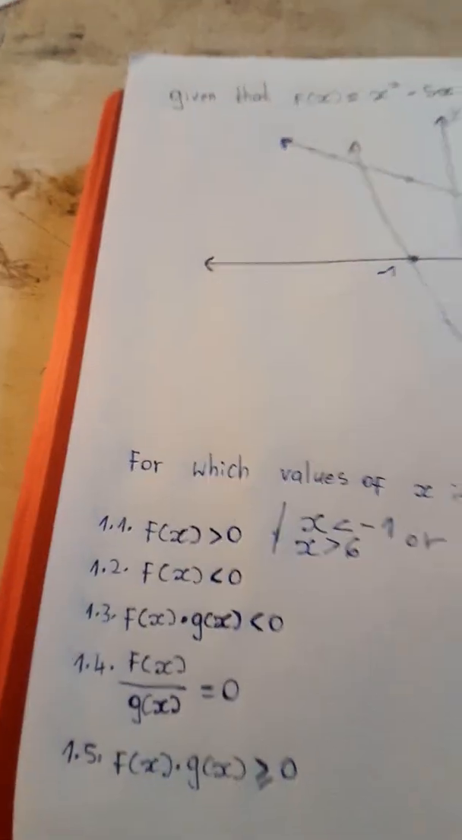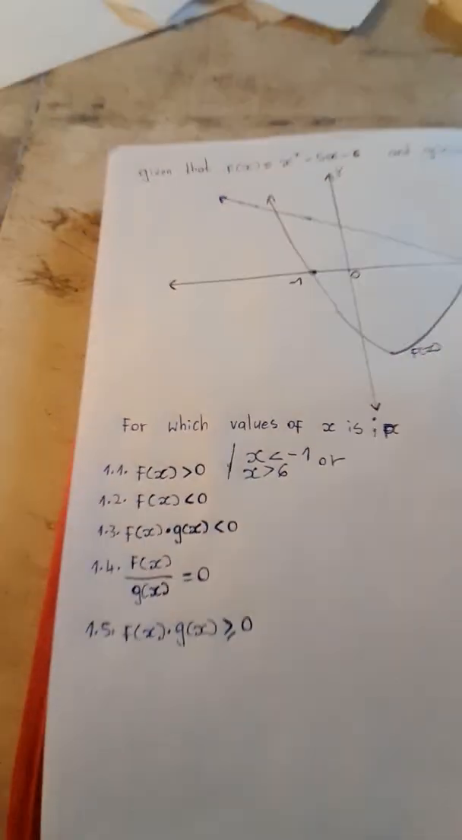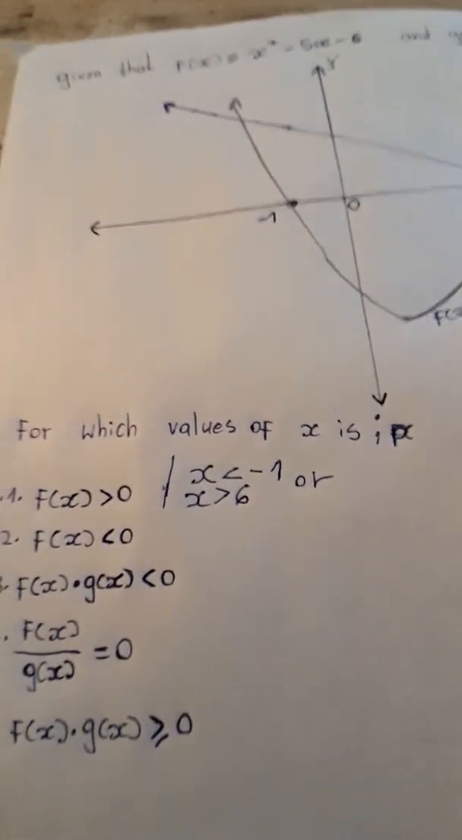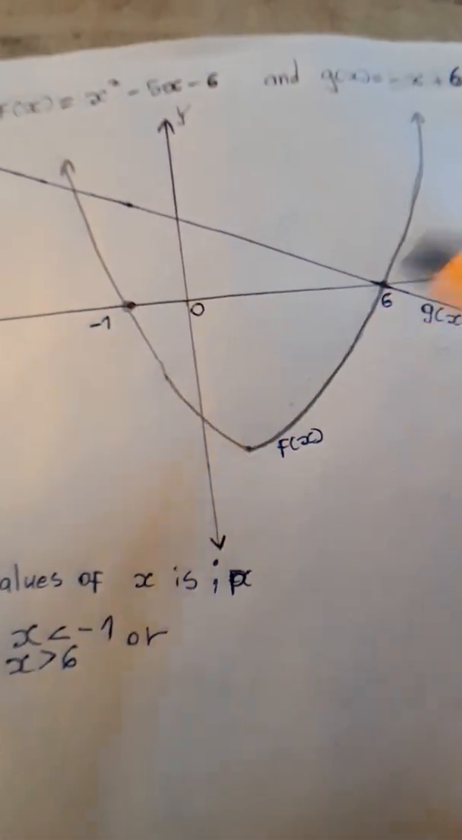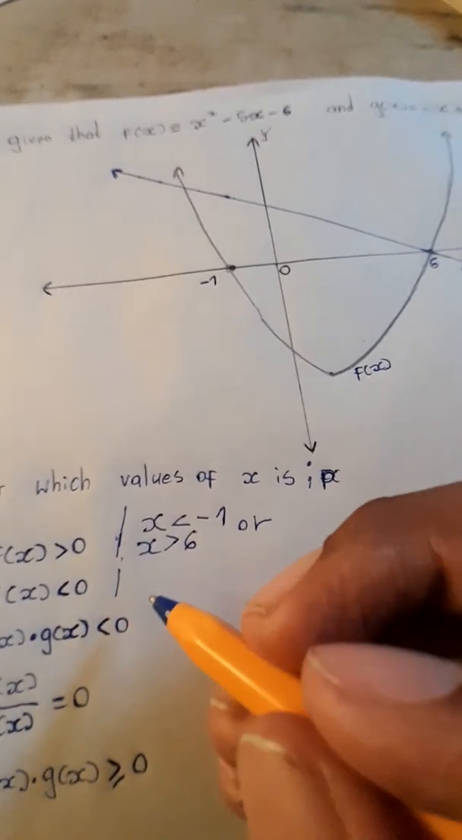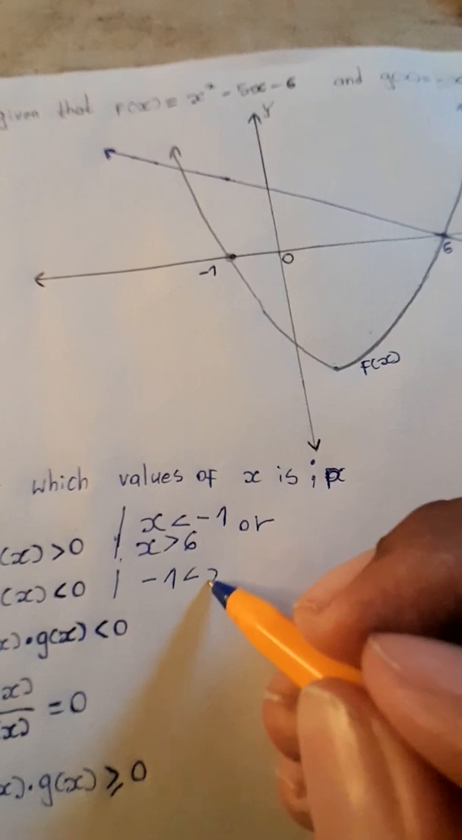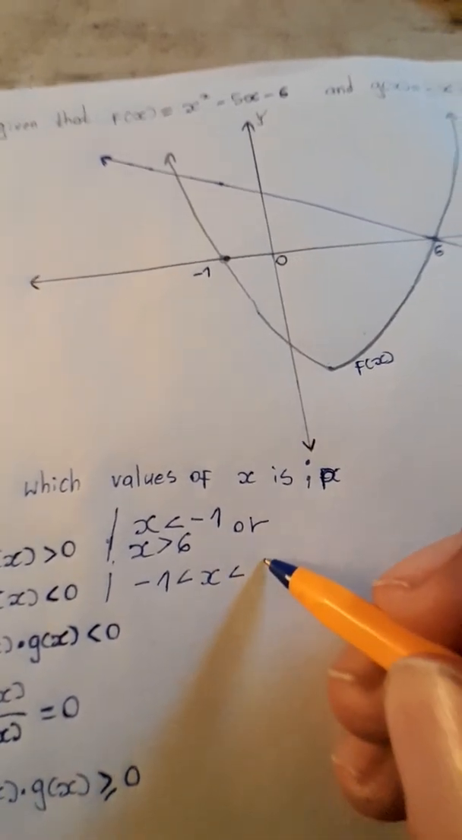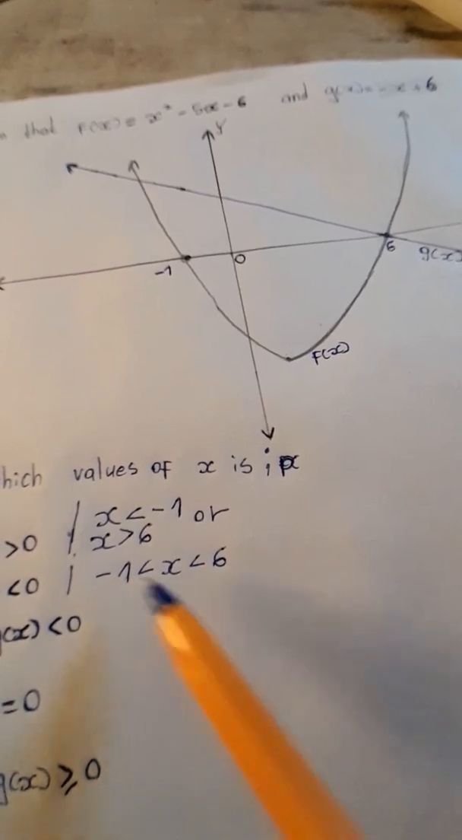For number 2, it says for which values of x is f of x less than 0? It is only less than 0 between -1 and 6. So to answer this, you're going to say -1 is less than x is less than 6. So x is between -1 and 6.